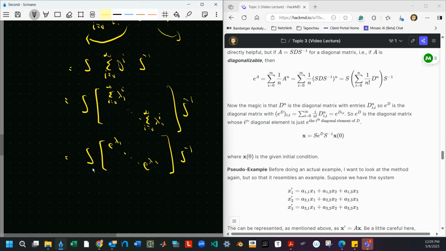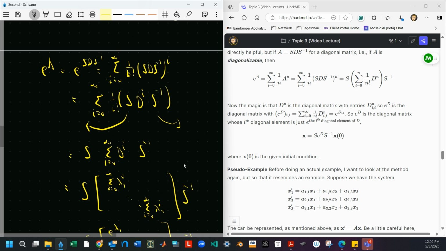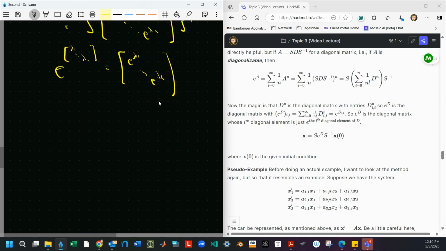This is really cool because if A is diagonalizable, the upshot is that e to the D for a diagonal matrix, with entries lambda 1 through lambda n, is literally just the matrix with entries e to the lambda 1 through e to the lambda n. Diagonal matrices are really amazing because they behave a lot like just numbers. If I want to exponentiate a diagonal matrix, I just exponentiate each diagonal entry. Amazingly simple. And so e to the A is like that.